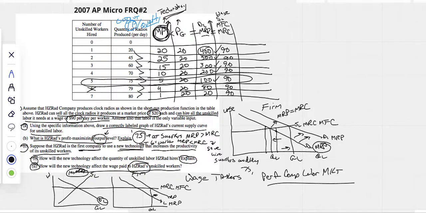Now, if the market had the new technology, then everybody's marginal revenue product, all their workers would have become more productive. Everybody's marginal revenue product would have gone up. And this is everybody's marginal revenue. So in that situation, if the whole market had the new technology, demand for labor would shift to the right, which would drive up the wage. But in this situation, only Hazrat has the new technology.